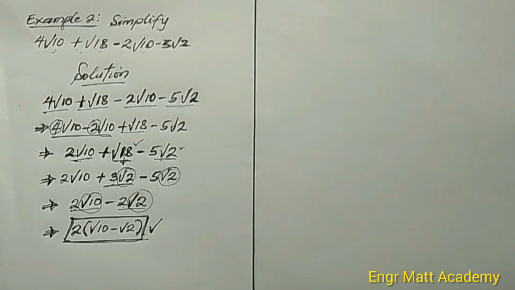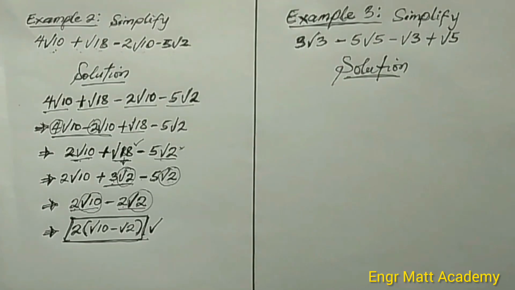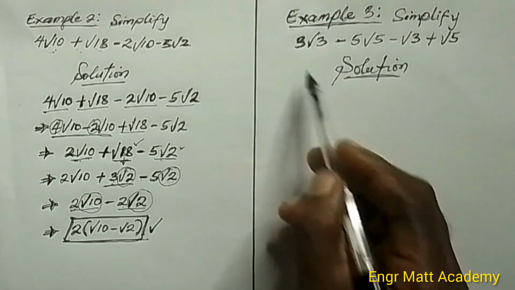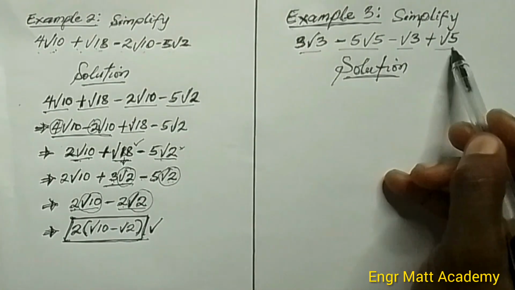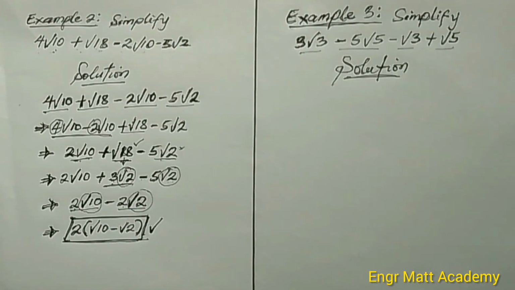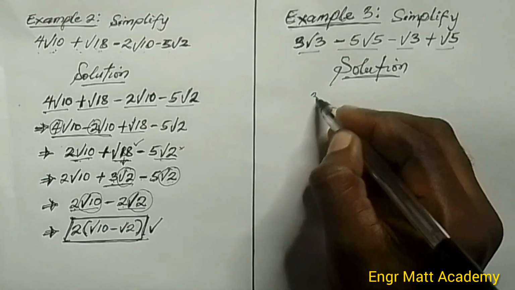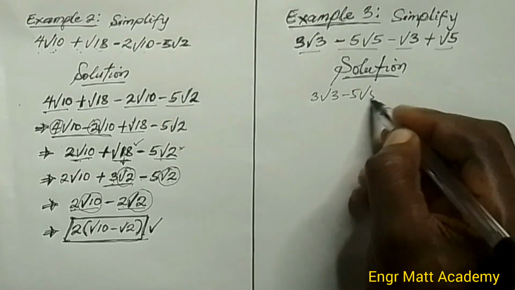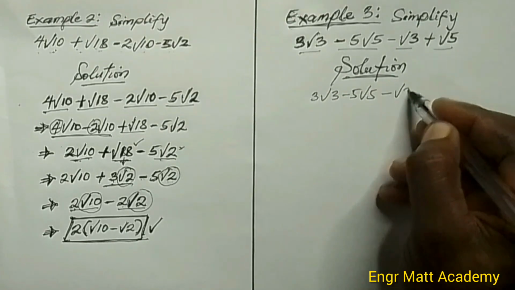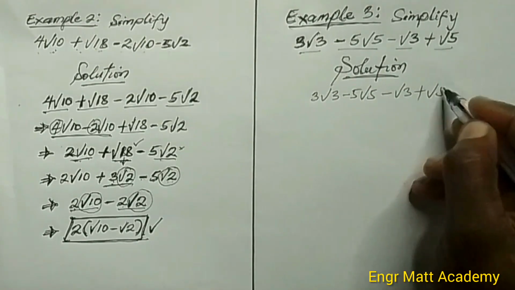Now let us look at one more example before we wrap up this lesson. In this third example, we are required to simplify 3 root 3 minus 5 root 5 minus root 3 plus root 5. So let's go straight to the solution, no wasting time. We have 3 root 3 minus 5 root 5 minus root 3 plus root 5.